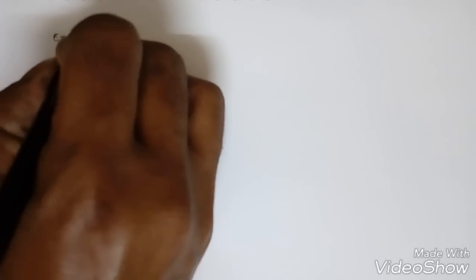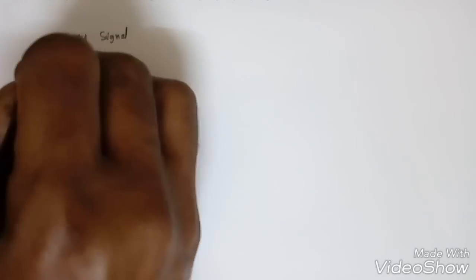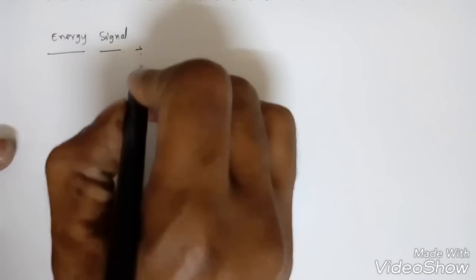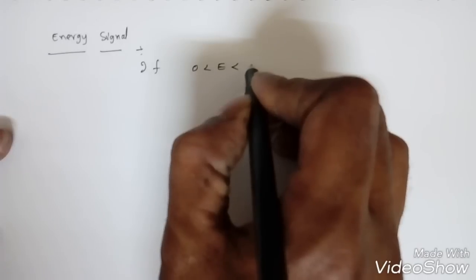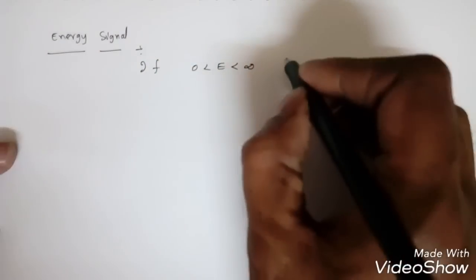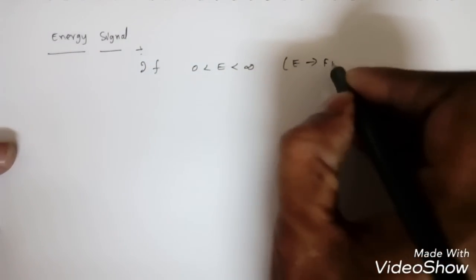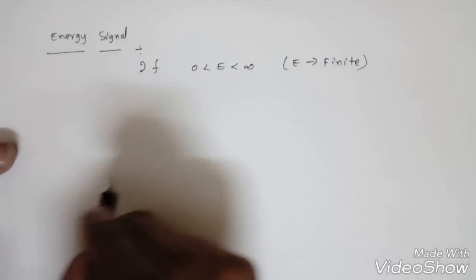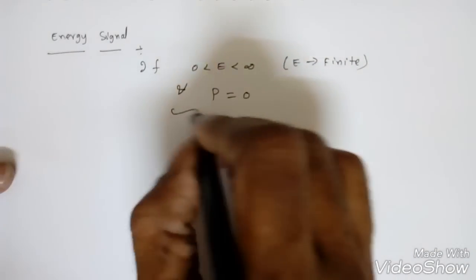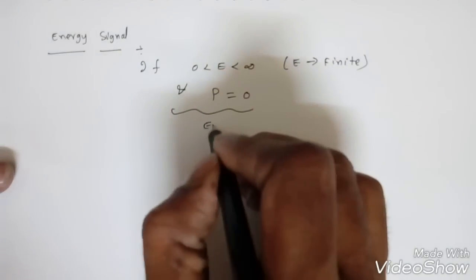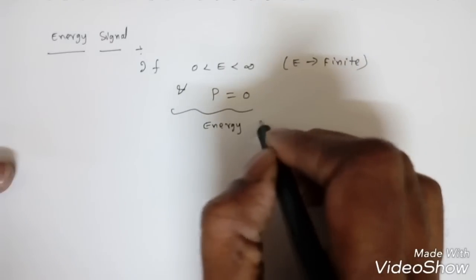Now there is a classification of this, that is how can we say energy signal, how can we say power signal. So a signal can be defined as an energy signal if the energy is between 0 less than E less than infinity. That means energy is finite, right? And the power P should be 0. Then if these two conditions are satisfied, we can say this is an energy signal.